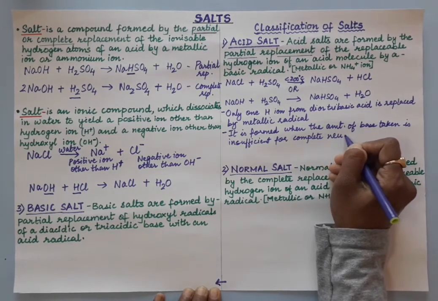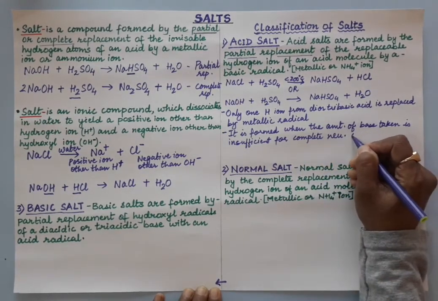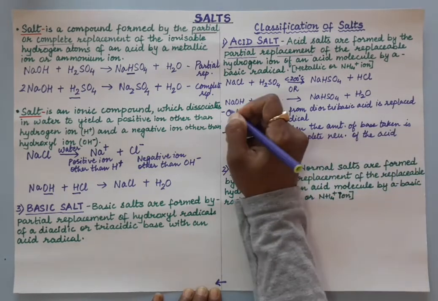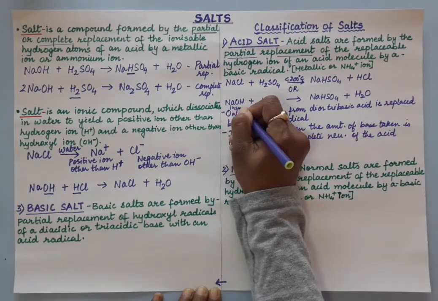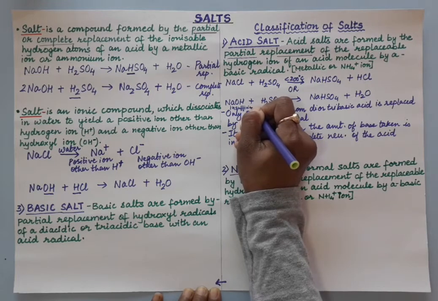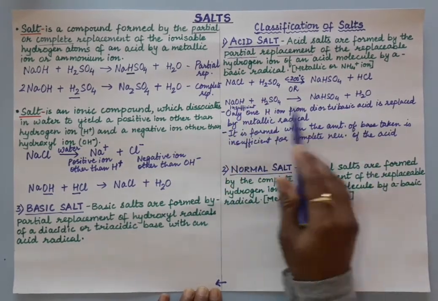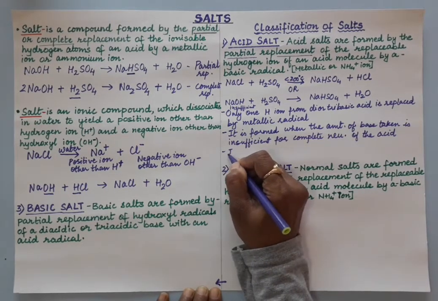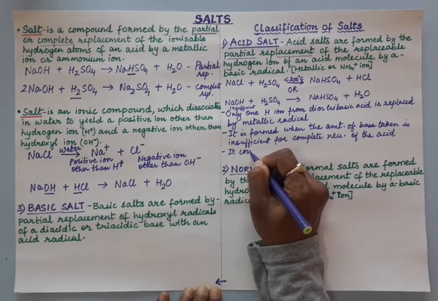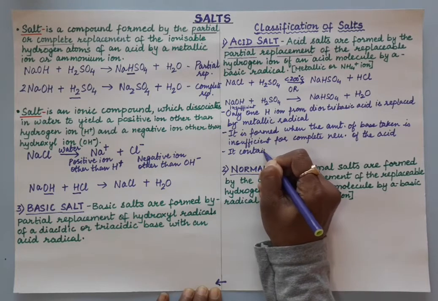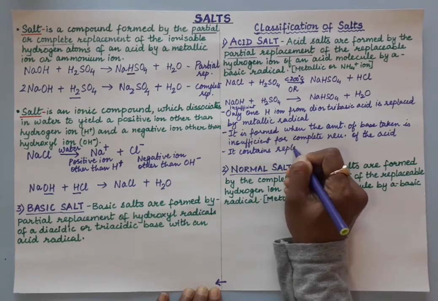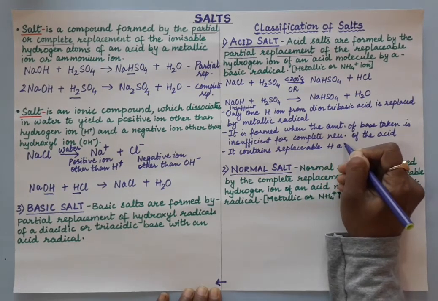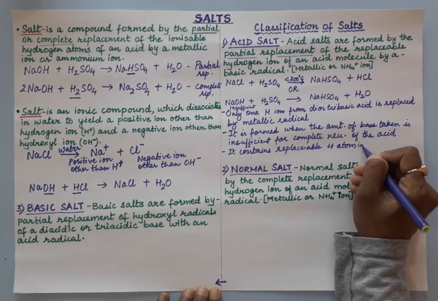See, complete neutralization of the acid is not taking place. Here we are taking an insufficient amount of base, and that is why complete neutralization is not taking place. Third point, it contains replaceable H+ ions, or replaceable hydrogen atoms, in its molecule.